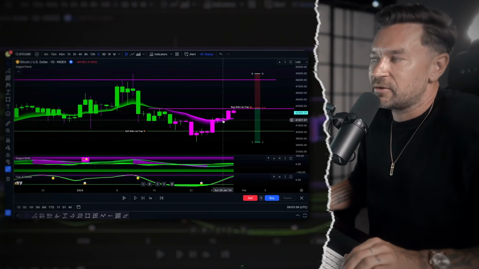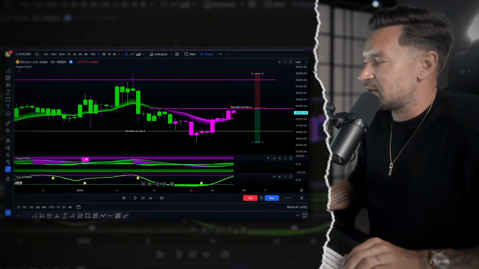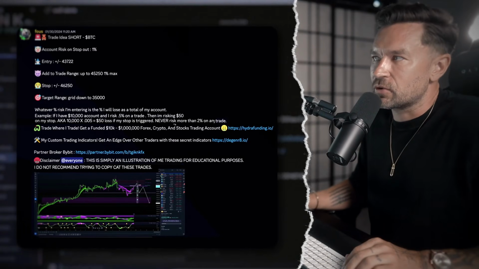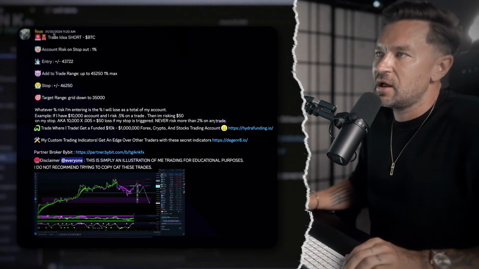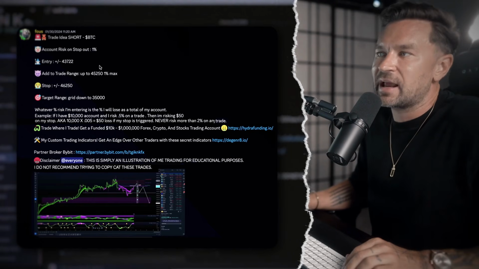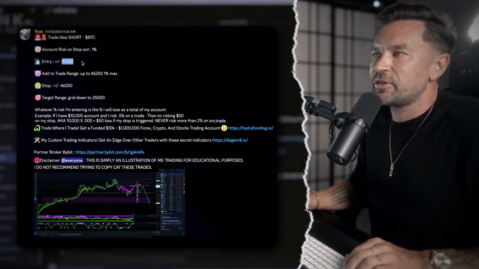I prepared prior to this actually happening. I said in the Wolf Alerts Discord, ahead of that actually happening, that I'm potentially going short. And then I actually alerted the short here on January 30th, short Bitcoin, only risking 1%, not even the full 2%. My entry is 43,722.